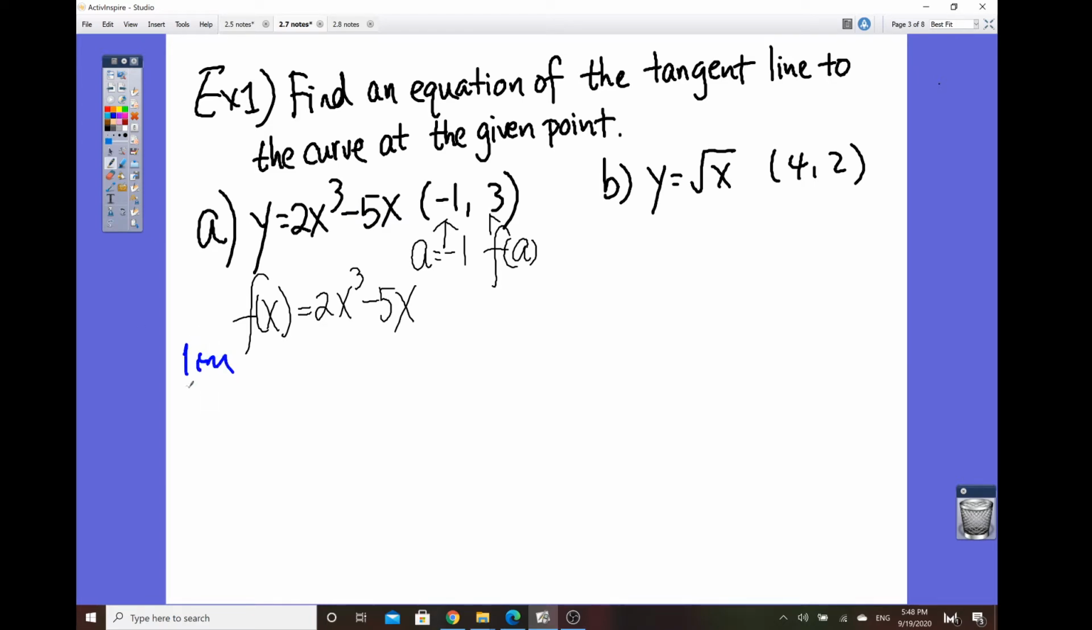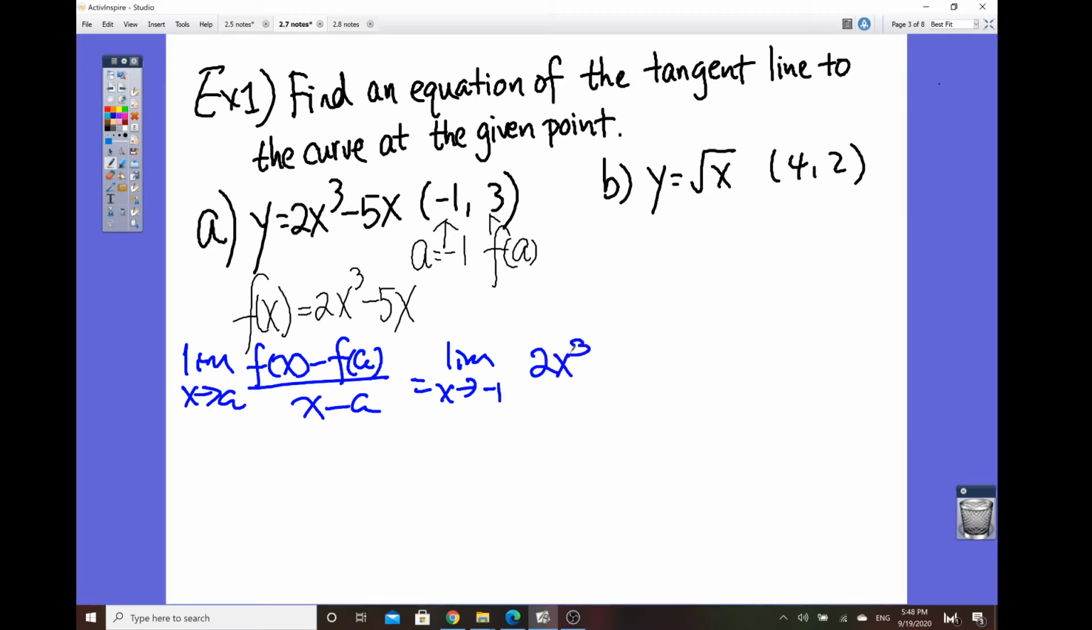Again, we're using the limit as x approaches a of f of x minus f of a over x minus a. So the limit as x goes to a, where a is negative 1. f of x, which is the function itself, is 2x to the power of 3 minus 5x, minus f of a, so minus 3, and then it's all over x minus a. So x minus negative 1, or x plus 1.